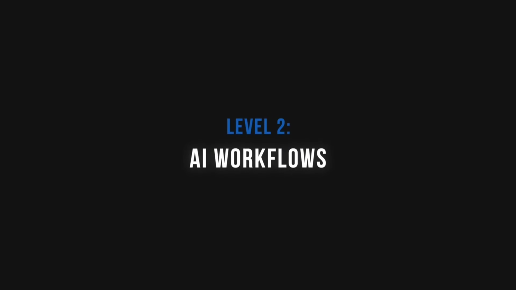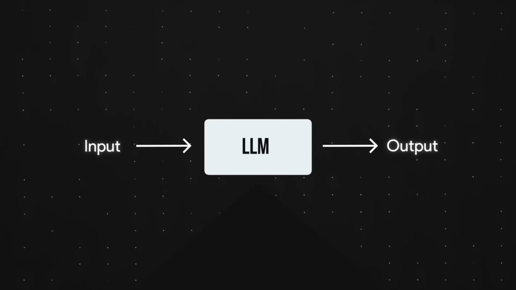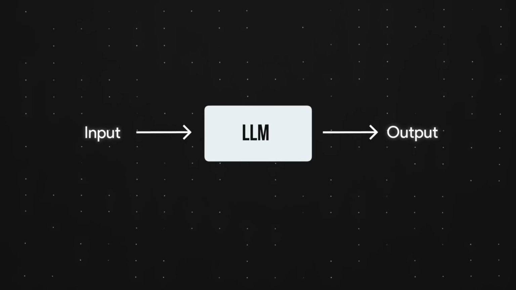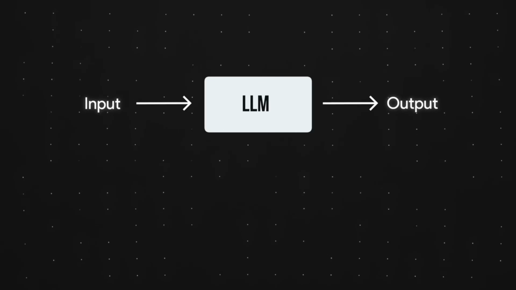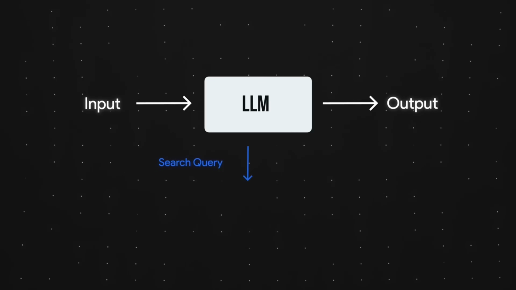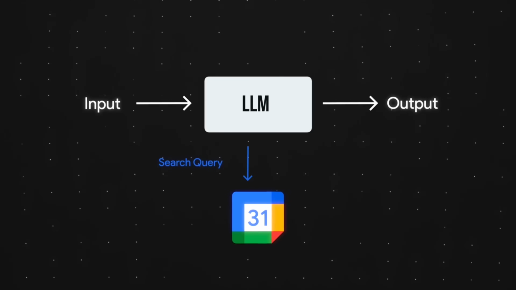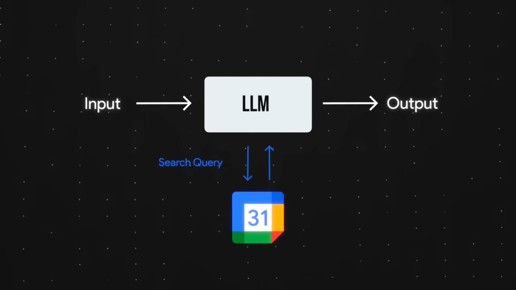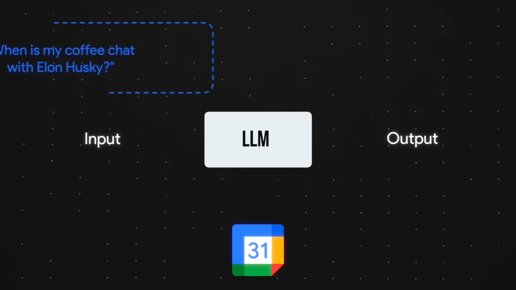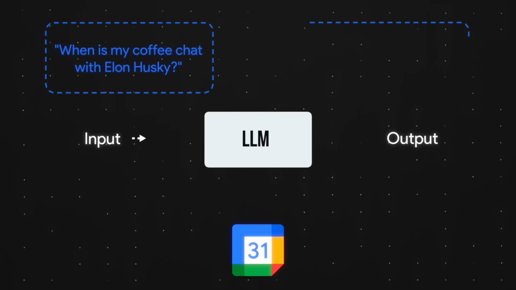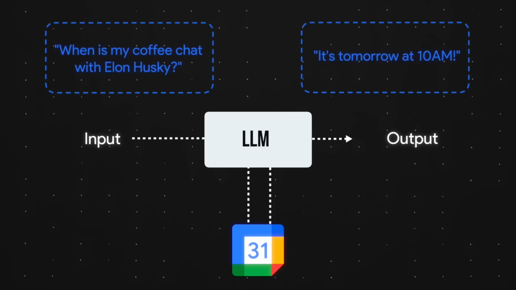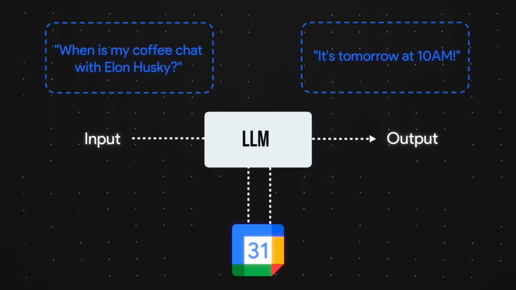And now let's move to AI workflow. I, the human, when I input to an LLM, I would ask it to make a search query to my Google Calendar and check any personal event data and then respond back. I ask about my coffee chat with Elon Husky. It will check my Google Calendar and it will say it's tomorrow at 10 a.m.